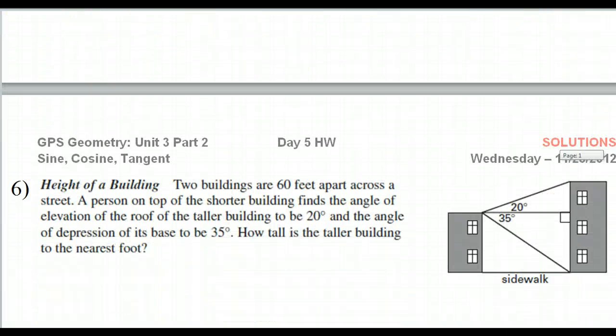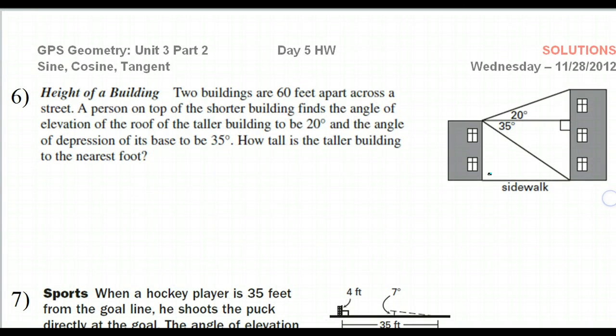All right, what's next? Number 6. Two buildings are 60 feet apart. All right, that's important because it's not shown in the picture. So sometimes you do have to read. All right, 60 feet apart. That's this distance right down here. All right, so this is 60 feet from building to building, which also would be this up here, obviously. Okay, so keep that in mind.